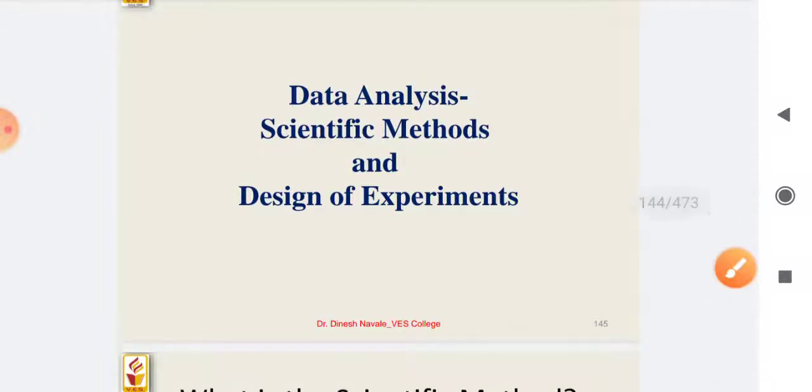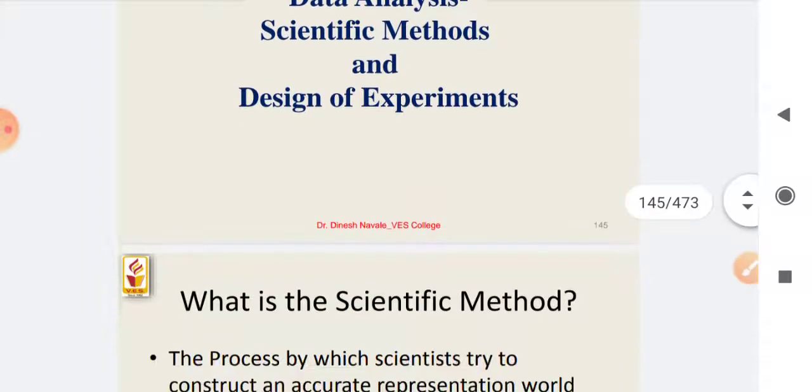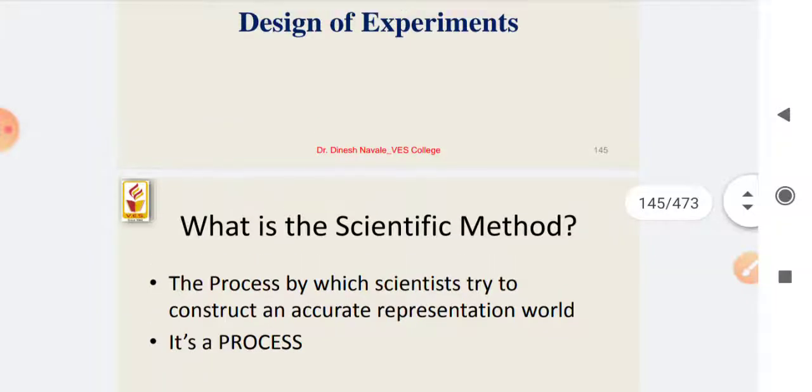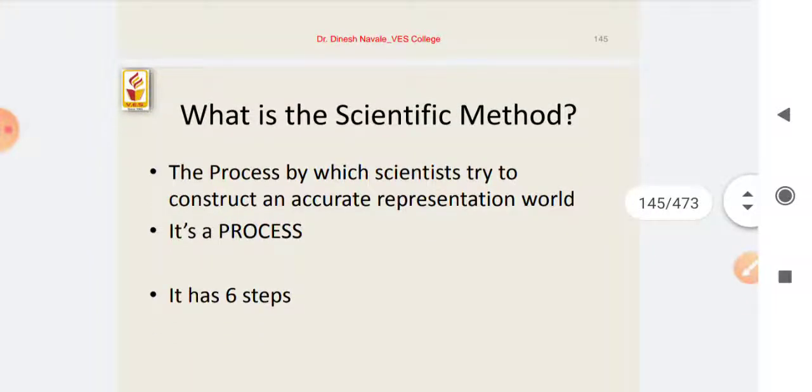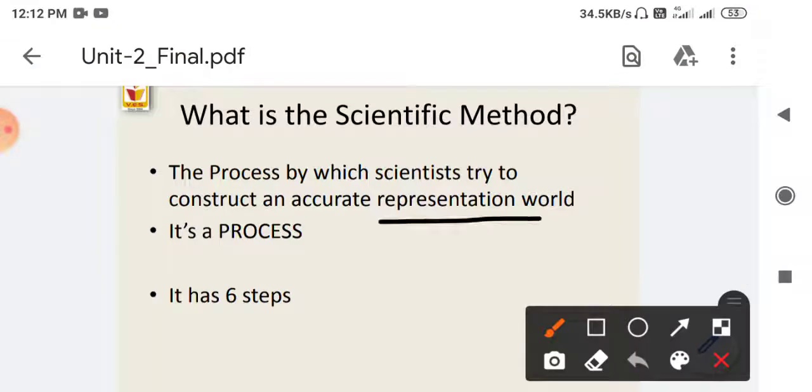So first of all we need to understand why it is necessary to design the scientific methods. So what is a scientific method? The scientific method is nothing but the process by which scientists try to construct an accurate representation of the world. So anything that gives you an accurate representation of things is nothing but the method. So it is a process.